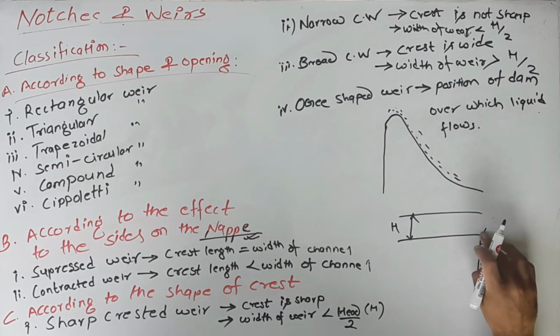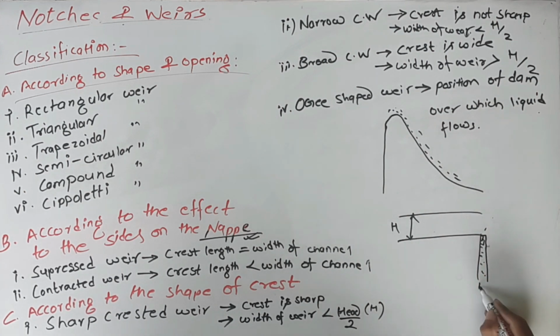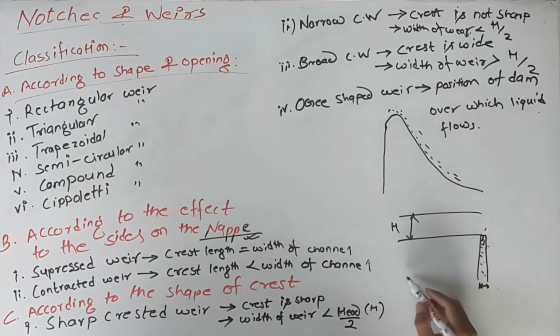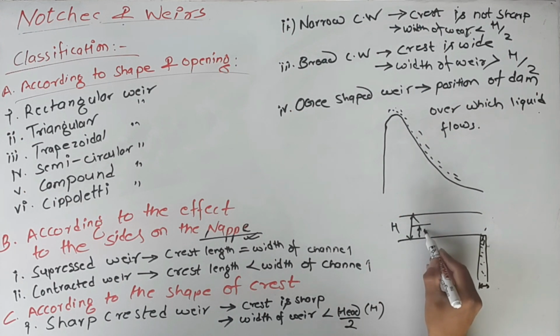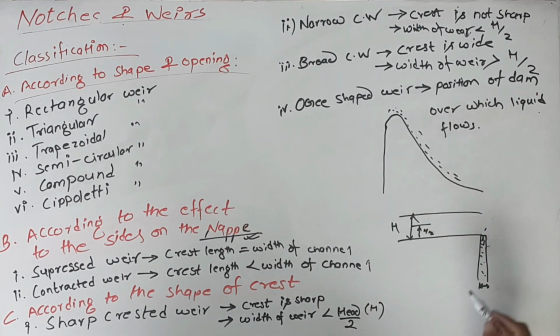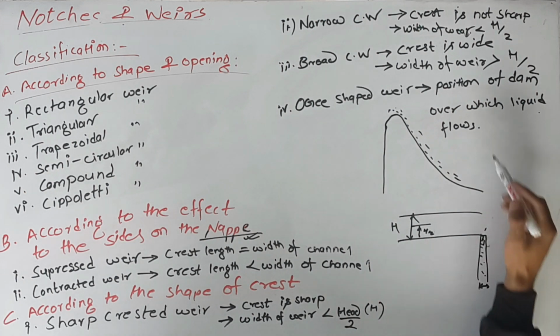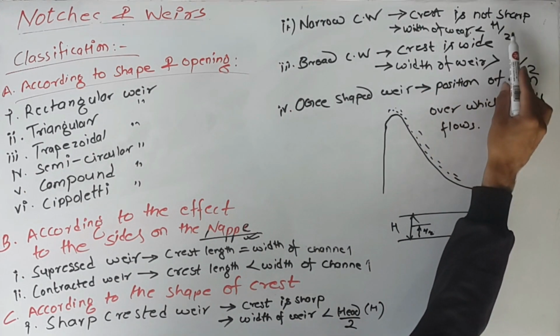Now narrow crested weir. Crest is not sharp, so we can make here this type of figure. Let this be the width. This width is less than this h by 2. Let this is h and this is h by 2, and this is narrow crested weir. Width of weir is less than h by 2.